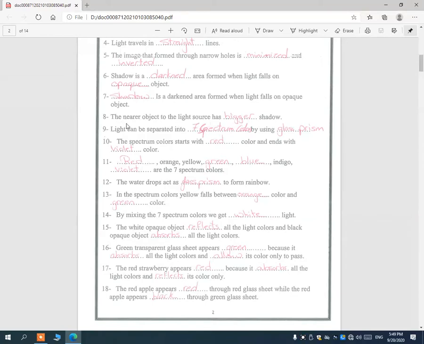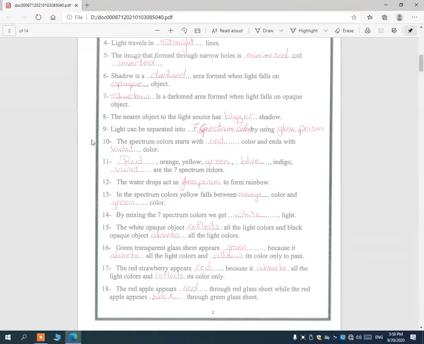Number 8, the nearer object to the light source has dots shadow. When the object is near, the shadow is bigger. Near, bigger. Number 9, light can be separated into dots by using dots. Light can be separated into 7 spectrum colors by using a glass prism or prism.